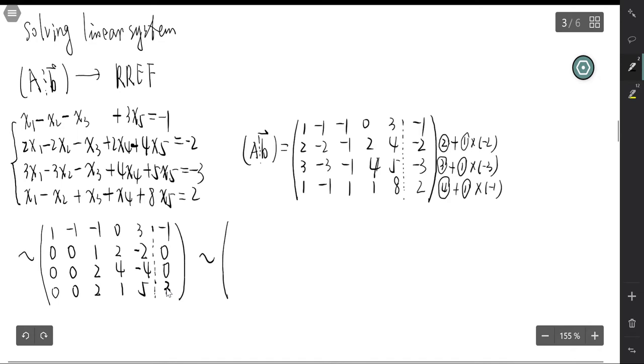Now the first column and the second column are all 0 except 1, so we repeat the procedure for the remaining rows. We reduce this column, keeping the first row unchanged. We multiply the second row by negative 2 and add to the third and fourth rows. So the second row is kept unchanged. This is 0, 0, that's 0, 0, 0, 0, this is 0. And 2 multiplied by negative 2, add 1, that's negative 3. That's 3.